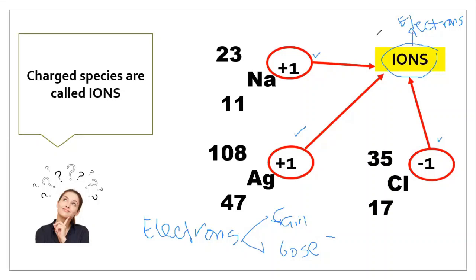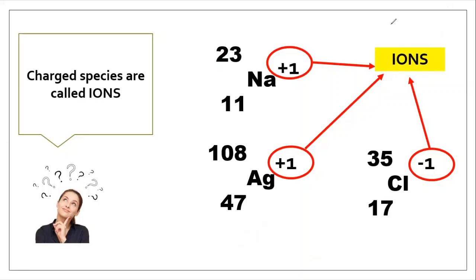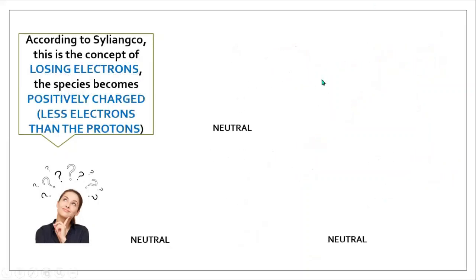So, I'm going to introduce to you again the two concepts behind this ion. Okay, let's start with the first concept. According to this concept of losing electrons, take note of that, the species becomes positively charged. Less electrons than the protons. So, bigyan ko kayo ng example ha.